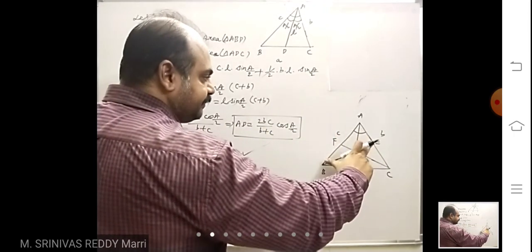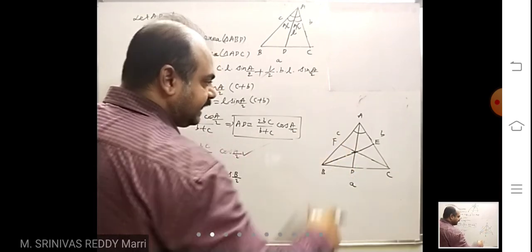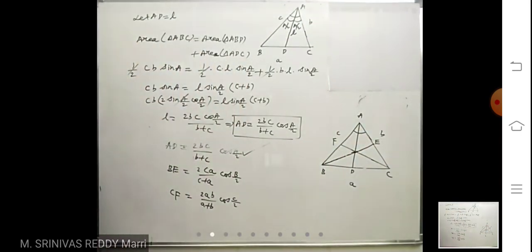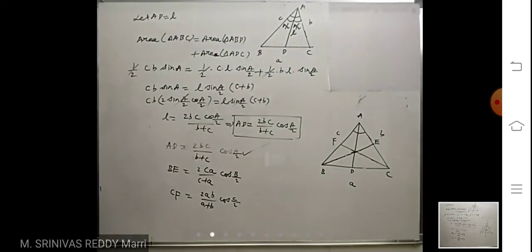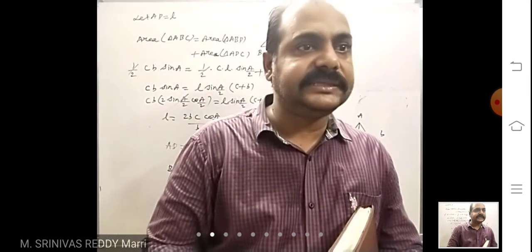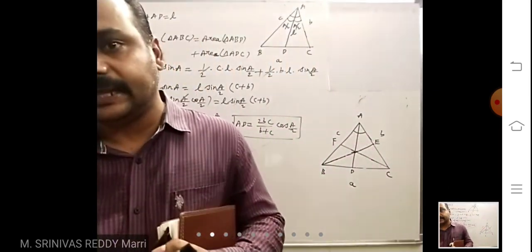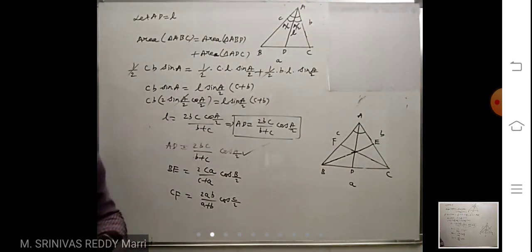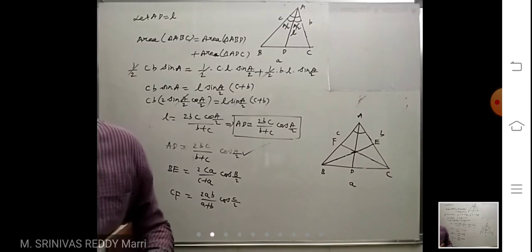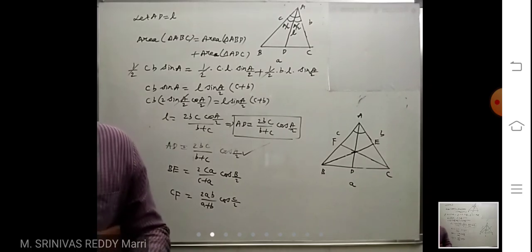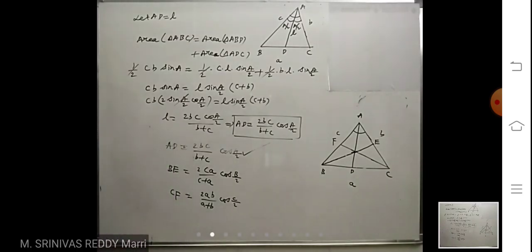Similarly you will get BE equals 2CA divided by (C plus A) into cos B by 2, and CF equals 2AB divided by (A plus B) into cos C by 2. These are the lengths of angular bisectors. So we have seen lengths of altitudes, lengths of medians, and lengths of angular bisectors. So note it down.